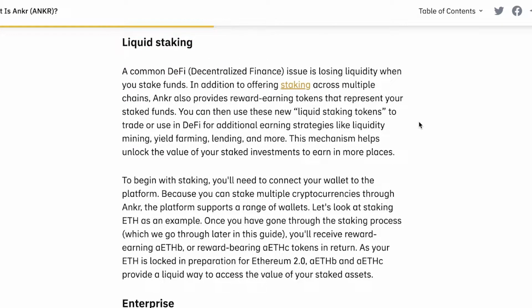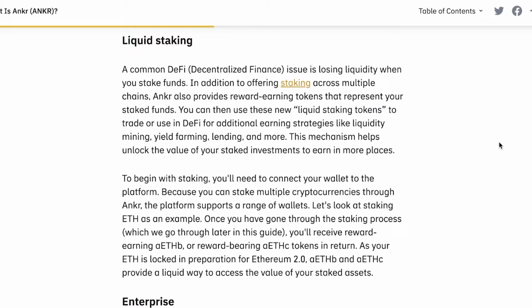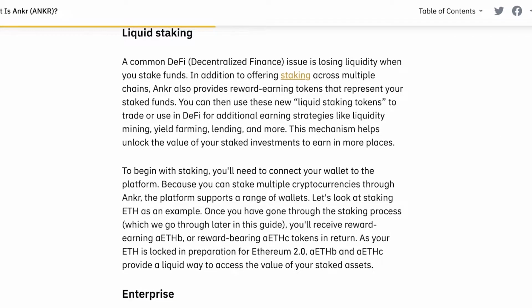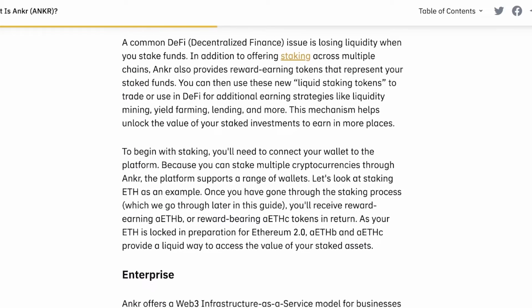They also have liquid staking, which addresses a common decentralized finance issue: losing liquidity when you stake funds. In addition to offering staking, you can also do it across multiple chains, and it provides you with reward-earning tokens. You can use these to represent the new liquid staking tokens to trade or use in your DeFi.